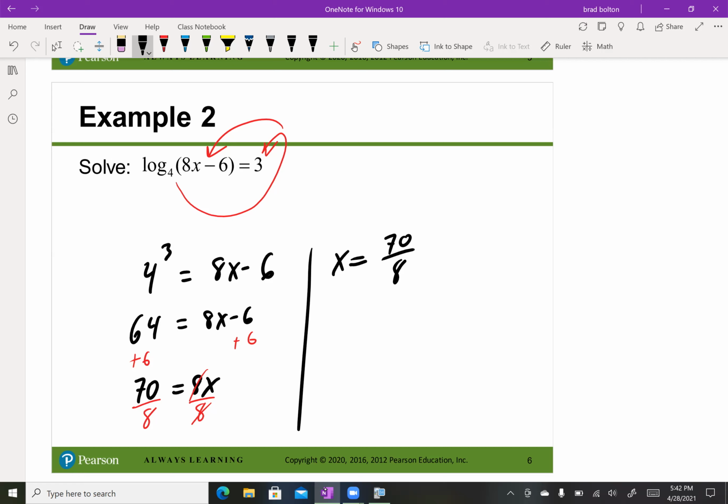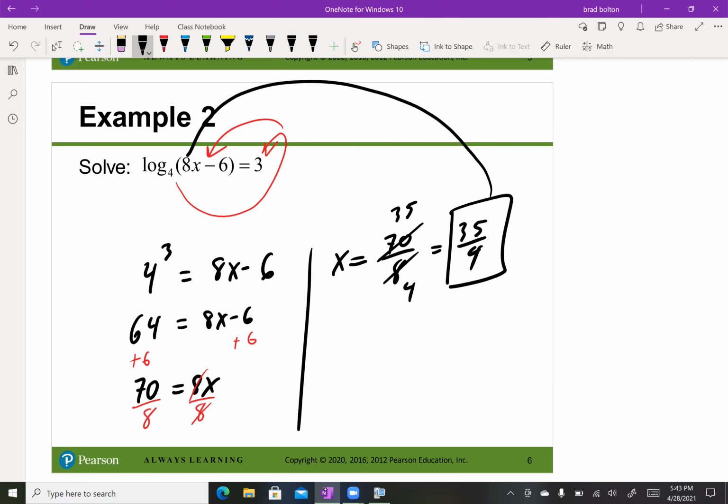Or, cleaned up, they both have a 2, so we could divide both of these by 2. This would be 35 over 4. Okay, so that's what x equals, 35 over 4. Okay, and then you can make sure that when you plug this value in, you get a positive number. Well, 8 times 35 over 4 would be, what would that be? 70. Oh, hold on. That would be 2 times 35, which would be 70. Minus 6 would be 64, and 4 cubed is 64.